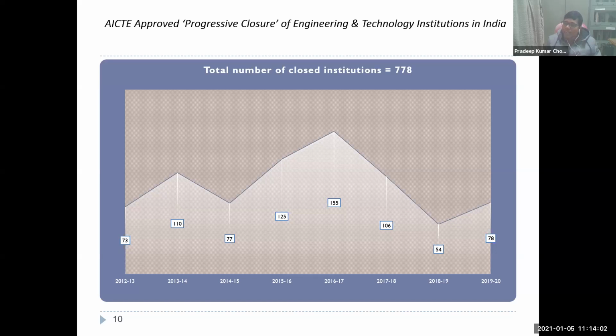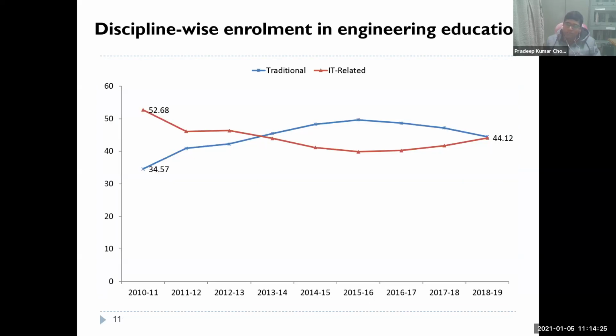Though there is a decline in the progressive closure of institutions afterwards, because there is a revival in recent years in the engineering institutions, we still see closure of institutions in the country. That is the AICTE data that we get. These are all the indices, the data that I show, and I relate that with the crisis that we see in engineering institutions in the country.